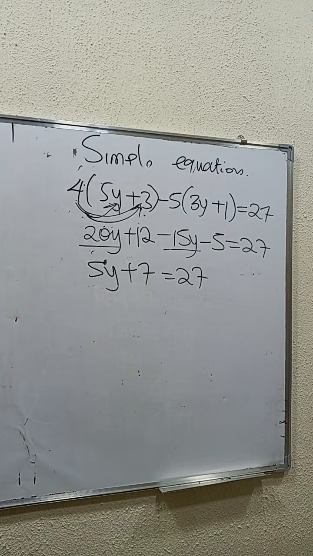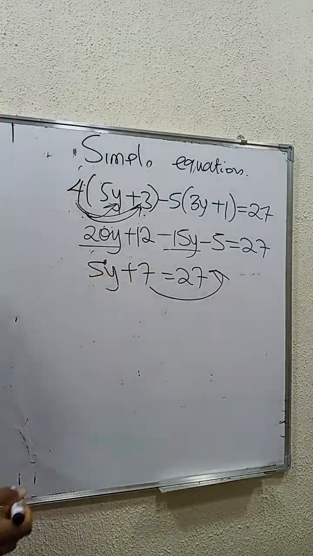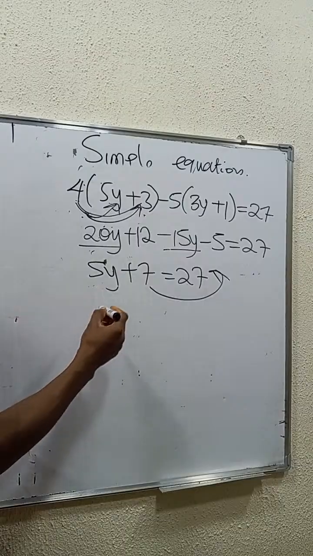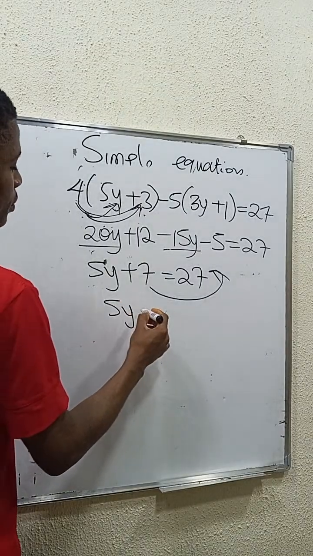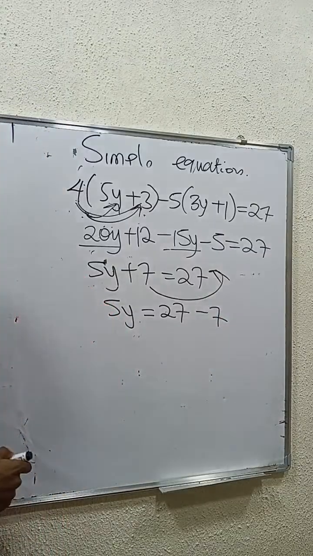So after this, the next thing you do here is just to subtract 7 from both sides, or you say 7 crossing the equality sign. If you do that, you have 5y is equals to 27 minus 7.